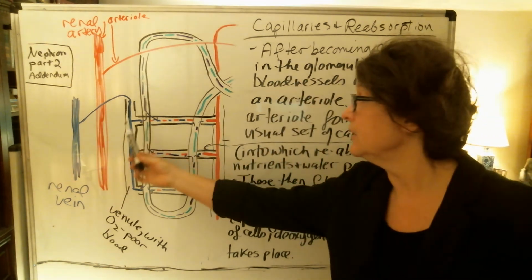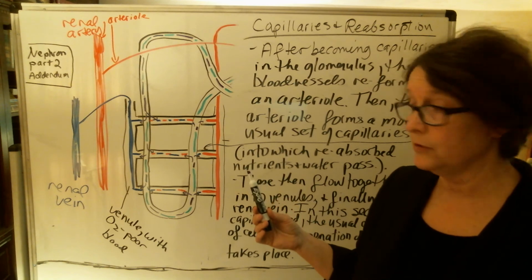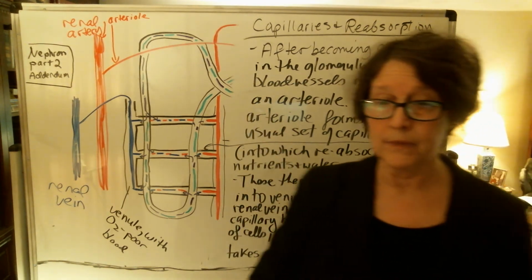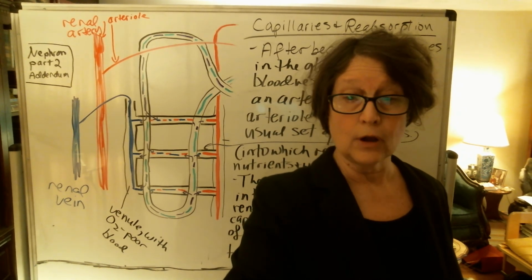And then, as I said, you get a second capillary bed that flows around the renal tubule and so on. And that's what we've described here. And that is the end of this addendum to the nephron part 2.